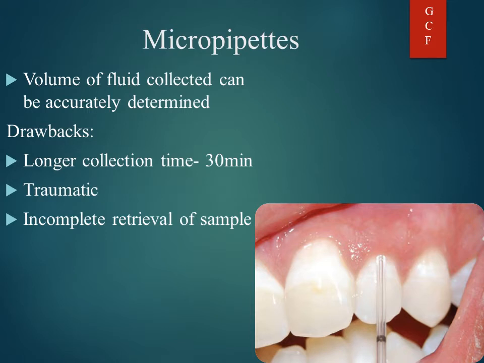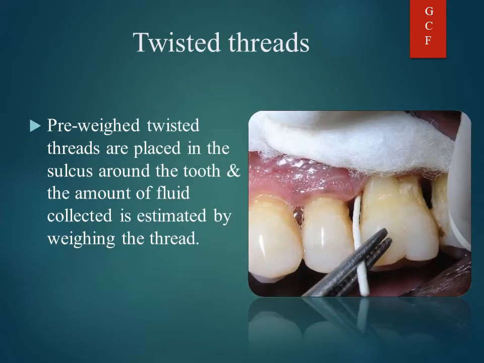Moving on to the next method, it's micropipettes. You can see you have a capillary tube sort of a micropipette which is inserted into the gingival sulcus, and volume of fluid can be accurately determined in this. So you can see how much we have collected, but it takes a lot of time. As I already told you, this procedure is really time consuming, and you should have a lot of patience when you do this. Otherwise it leads to trauma to the tissues and an incomplete sample is possible.